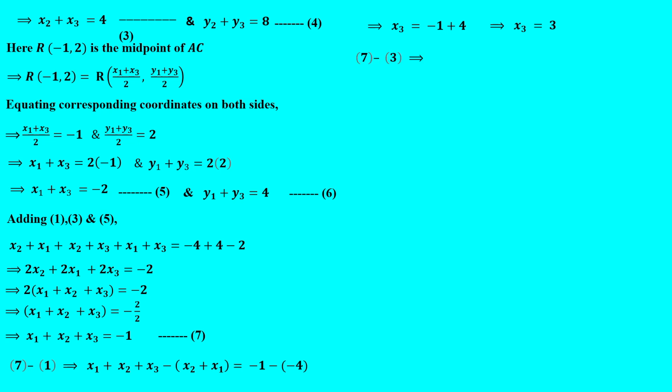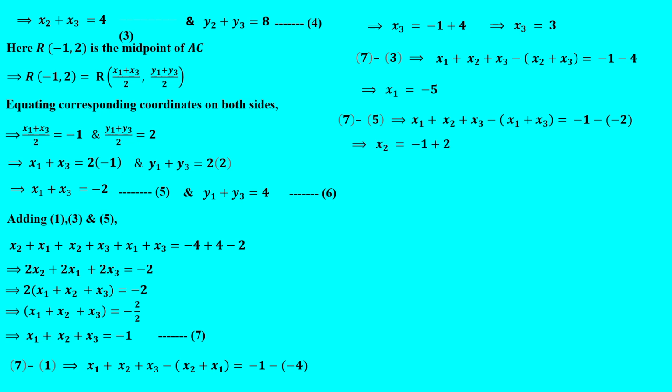Next, 7 minus 3. Taking the seventh equation x1 plus x2 plus x3 minus the third equation x2 plus x3, which is equal to minus 1 minus 4. So x2 plus x3 minus x2 plus x3 get cancelled. So you will get x1 equal to minus 5. Now 7 minus 5. x1 plus x2 plus x3 minus the fifth equation x1 plus x3, which is equal to minus 1 minus of minus 2. So x1 plus x3 minus x1 plus x3 cancel. So you will get x2, which is equal to minus 2 plus 2. Therefore x2 is equal to 1.